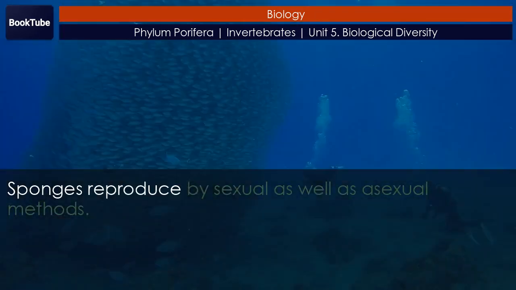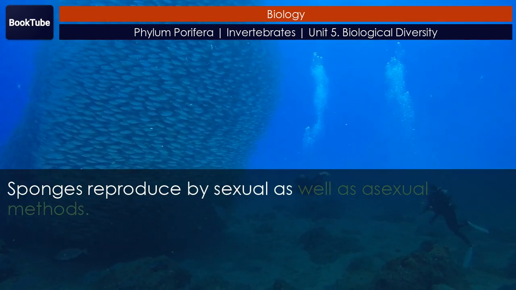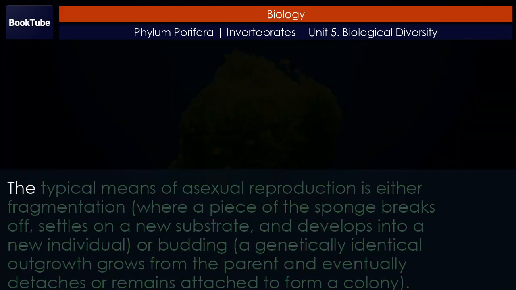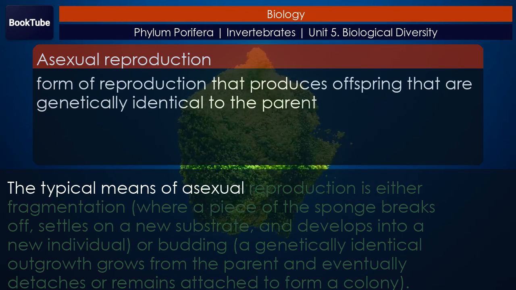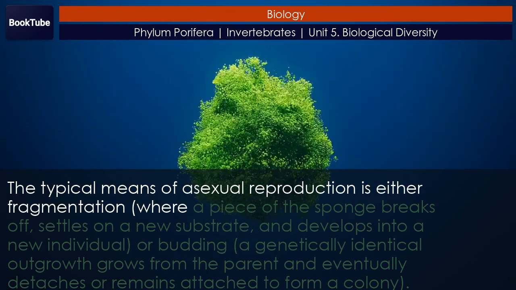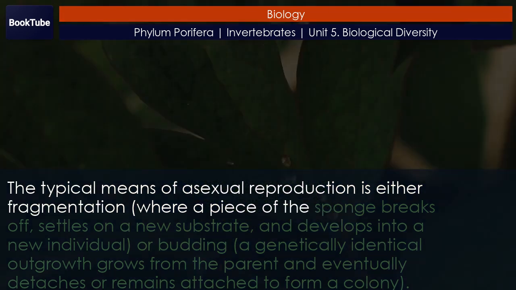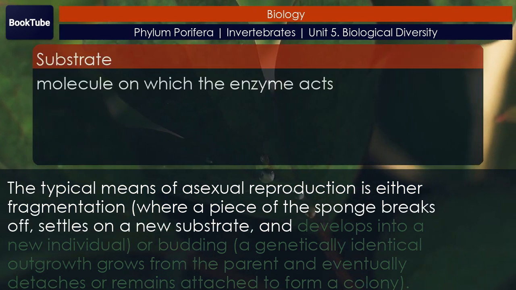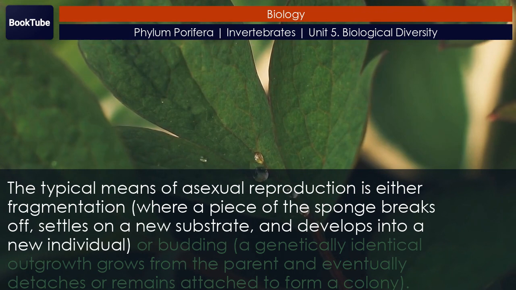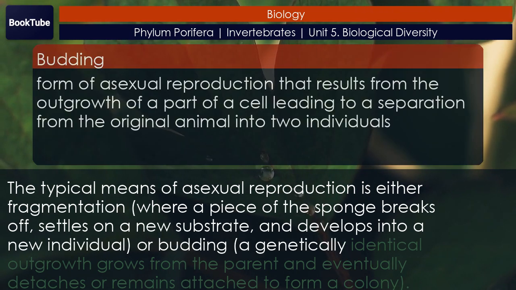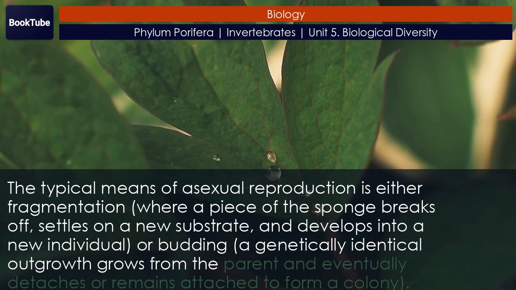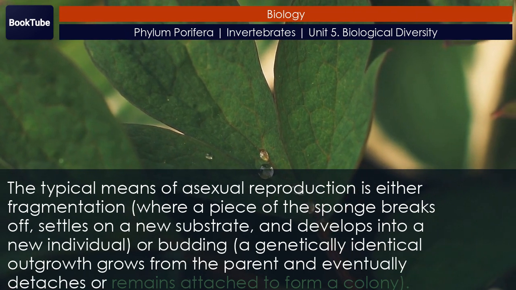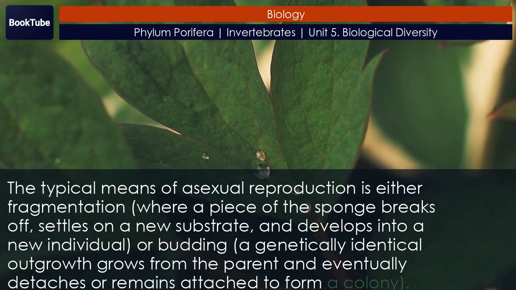Reproduction. Sponges reproduce by sexual as well as asexual methods. The typical means of asexual reproduction is either fragmentation, where a piece of the sponge breaks off, settles on a new substrate, and develops into a new individual, or budding. A genetically identical outgrowth grows from the parent and eventually detaches or remains attached to form a colony.